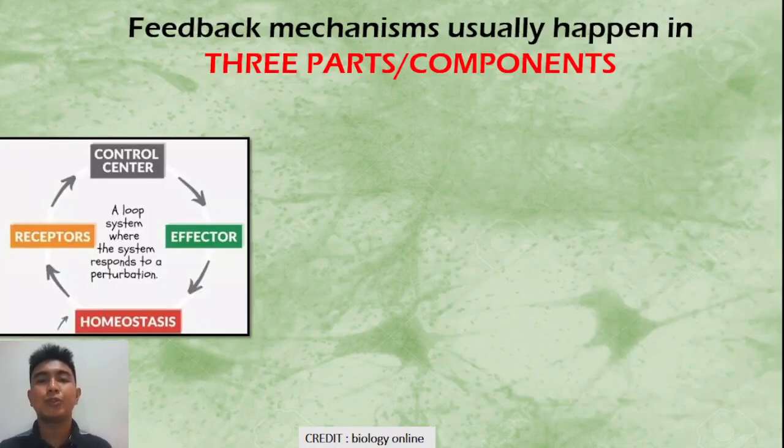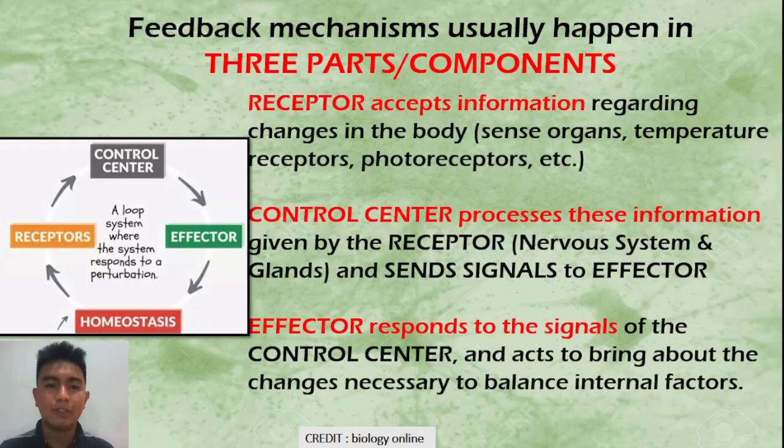Their mechanisms usually happen in 3 parts or components. So homeostasis happens in different parts. But first is the stimuli. It's a change or a signal from the environment or inside your body. The receptor accepts the information regarding those changes. Our sense organs, like for example, your skin, temperature receptors in our skin as well, photoreceptors in our eyes, accept that information. The control center then processes this information, may it be the brain or different glands in your body, and sends the signals to the effector.